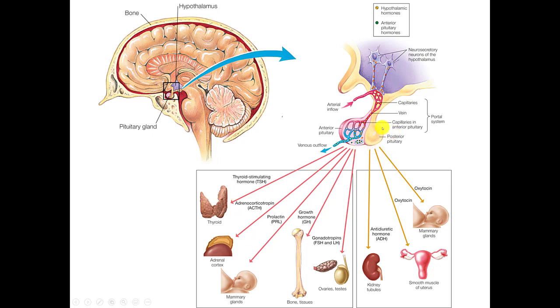So again, if we look at this picture, you can see here the pituitary gland. You can see it's been divided into an anterior, which is all in this red color, and you can see all of the different hormones that are released from the anterior pituitary gland. And then the posterior pituitary in yellow and all of its hormones. So we're going to walk through all of these hormones that are coming from the pituitary gland.